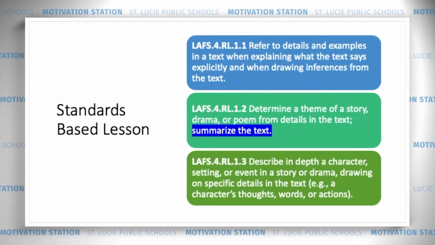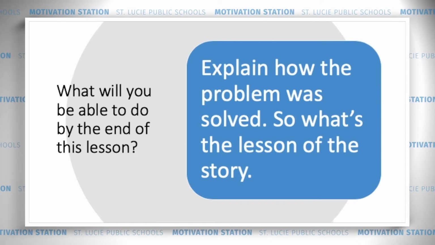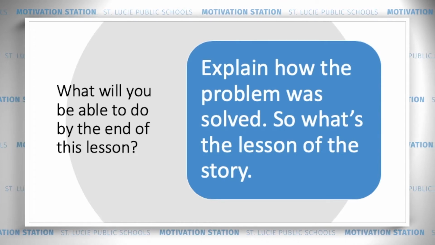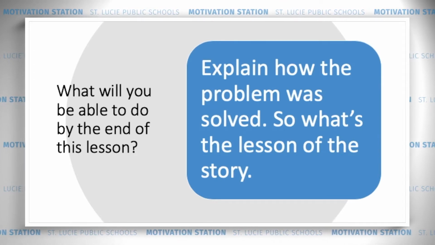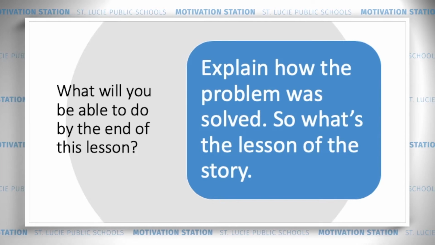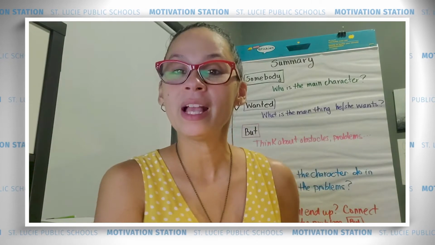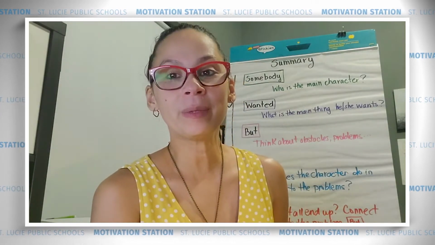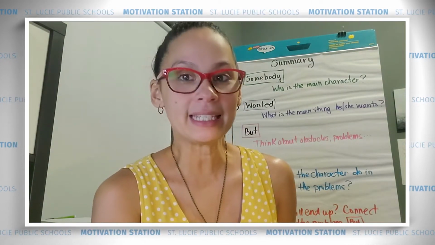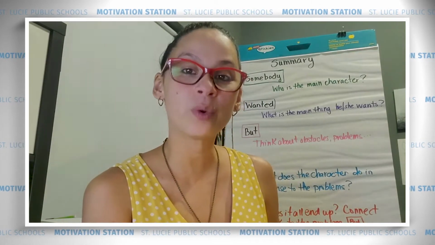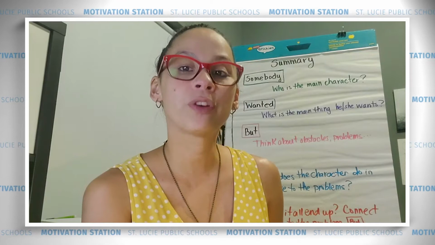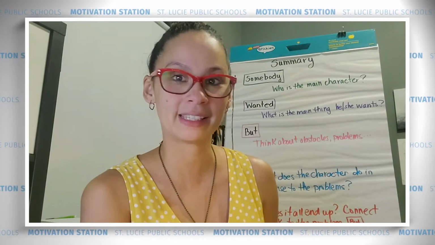What are you going to be able to do? By the end of this lesson, you're going to explain how the problem was solved, and so what's the lesson of this story? Awesome. So now that you see that we're going to be using theme and main idea and characters, let's look at a new strategy that's going to help us write a summary for a fictional or literature text, okay?